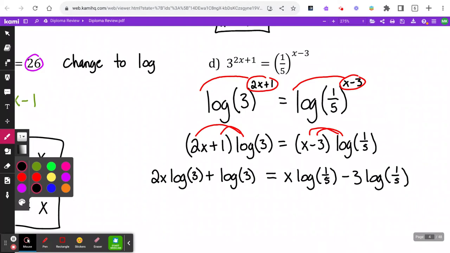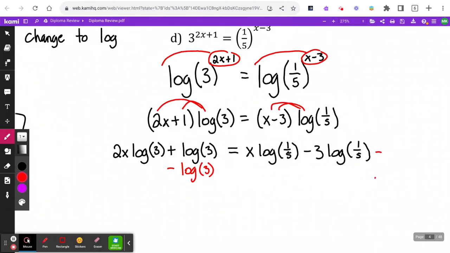When I drop the exponents, I actually do expand, and it looks terrible. But the reason we expand is so that we can now move our x's to one side and our constants to the other. This is an x term, 2x log 3. This is an x term, x log 1/5. The other two are constant terms, meaning they're just numbers. They're really weird numbers. So I can move them around by subtracting or adding them. I'm going to subtract log 3 to the other side, and I'm going to subtract x log 1/5 to the other side.